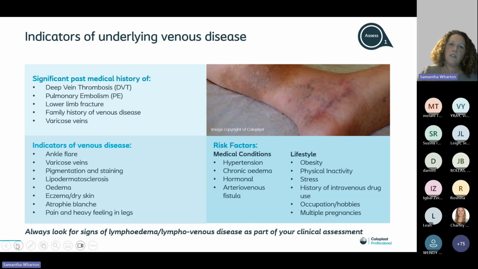So it's really important that when you're looking at your lower limb assessment, you're identifying these risk factors within that assessment, and then it will give you a guide as to the nature of that ulcer, that etiology of the wound, whether it's going to sit more in that venous disease or arterial.